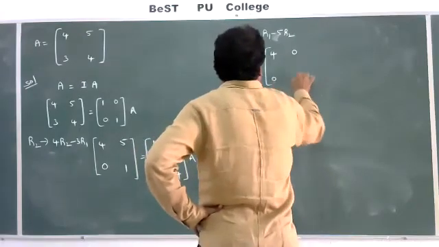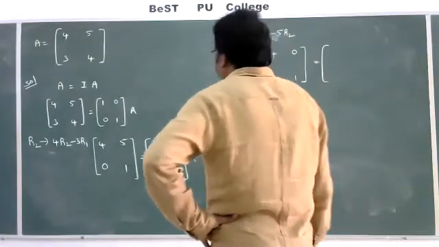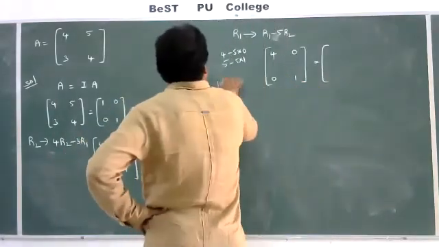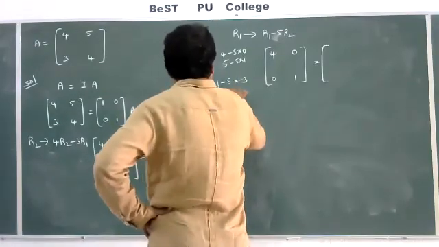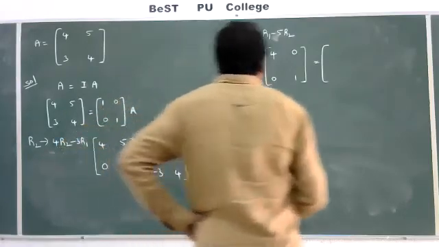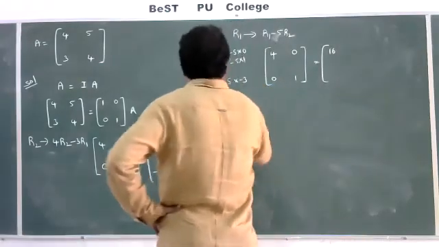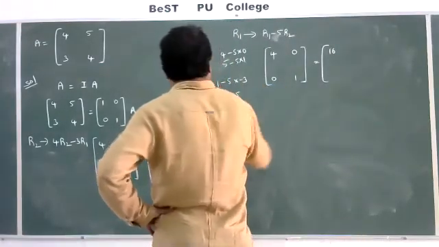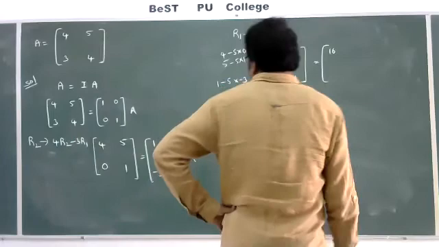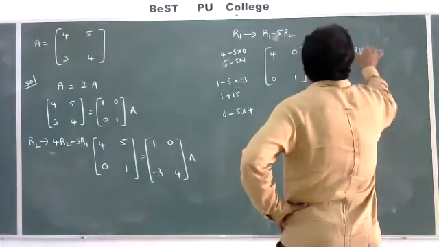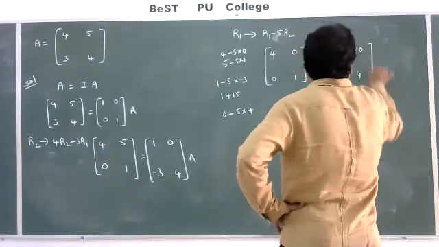Second row same, 0 and 1 is equal to. Same operation applies here also. R1, 1 minus 5 into minus 3. 1 minus 5 into minus 3. 1 plus 15. 1 plus 15 is 16. 0 minus 5 into 4. 0 minus 5 into 4, that is minus 20. Second row is same, minus 3 and 4 into A.